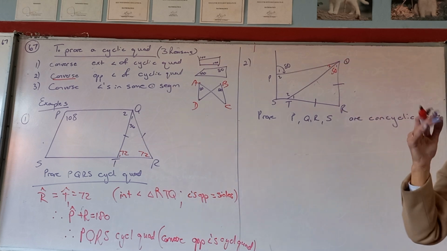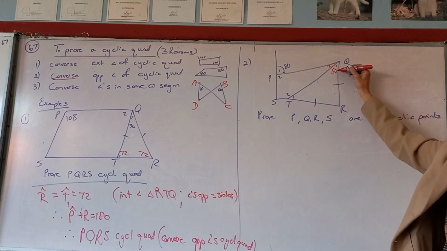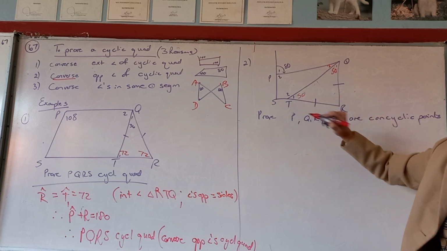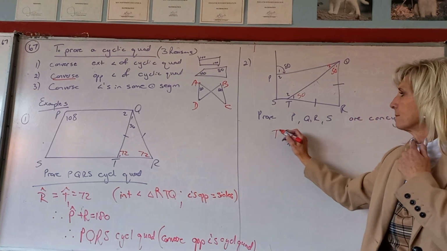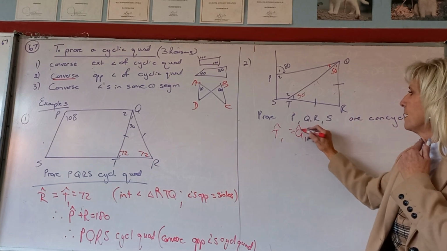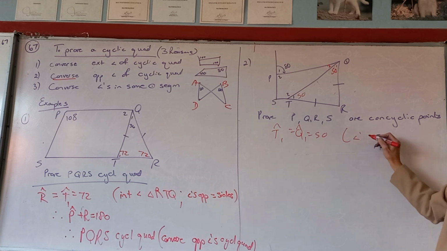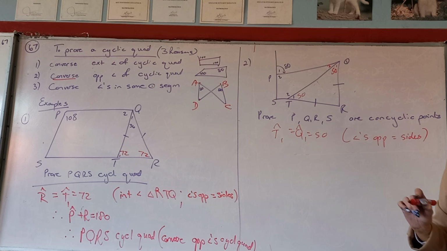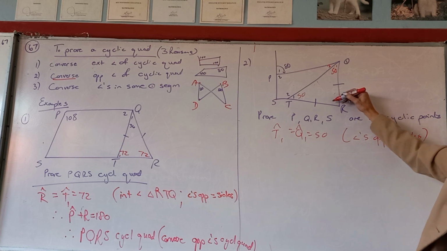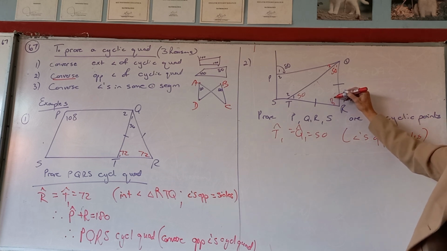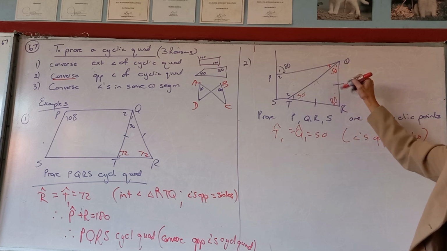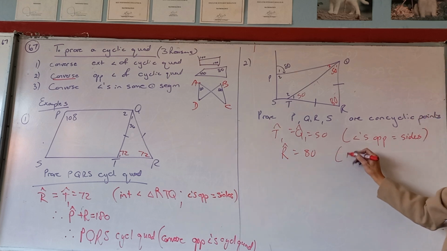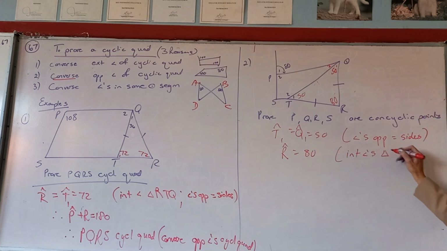I was just going to say there's not enough information here. If this is 50, then what? T1 would be 50 because? Angles opposite equal sides in an isosceles triangle. Okay, and then R would be? 80, because that adds up to 100 and I'm short of 80. So R is 80 because of the interior angles of a triangle.